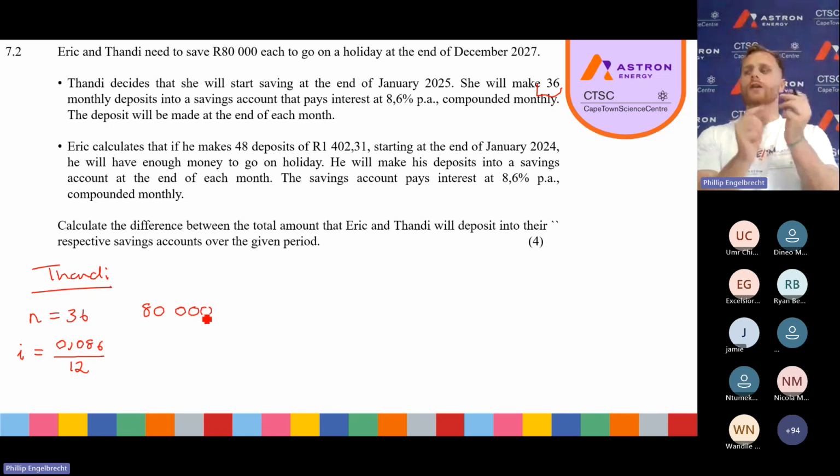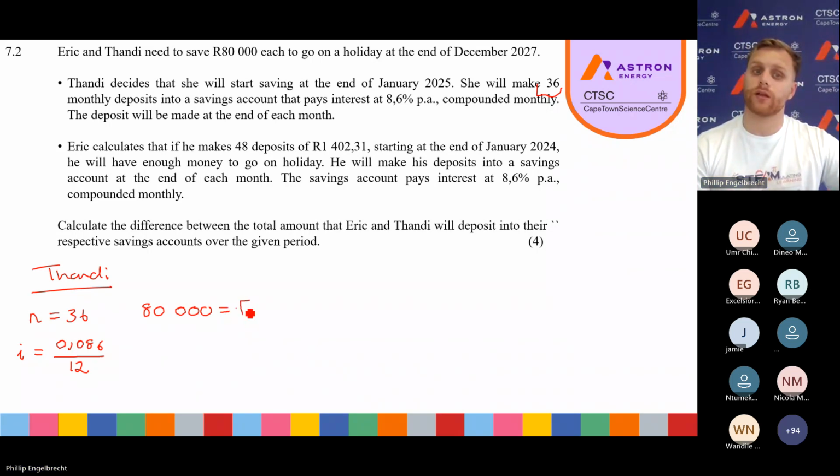Now, guys, when do I need this 80,000 Rand? Do I need it now or in the future? You guys can say it in the chat. Do I need this 80,000 Rand today, or do I need it later on in the future? Perfect. I need it for the future. So I know that this 80,000 Rand is my future value. That's what I need, later on into the future.